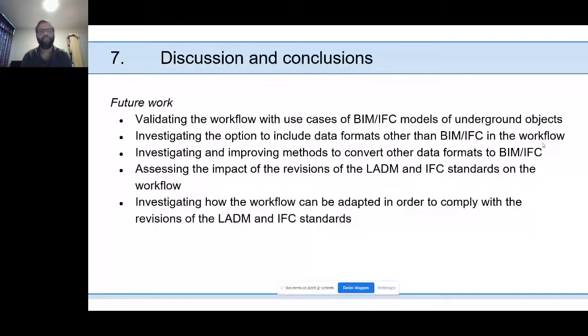In order to further develop and improve the workflow, more research can be done in validating the workflow with use cases of BIM IFC models of underground objects, investigating the option to include data formats other than BIM IFC in the workflow, investigating and improving methods to convert other data formats to BIM IFC, assessing the impact of the revisions of the LEDM and IFC standards on the workflow, and investigating how the workflow can be adapted in order to comply with the revisions of the LEDM and IFC standards.